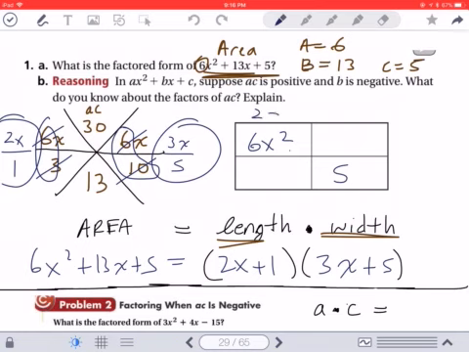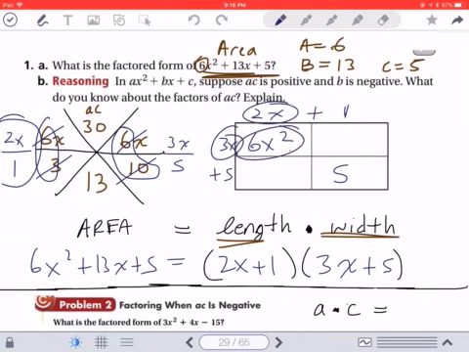So I know this is going to be 2x plus 1. And this is 3x plus 5. Okay, and if I do the math there, 2x and 3x is going to be 6x squared. So I get that, and this is going to be 3x here. And 5 times 2x is 10x, and I get 5.